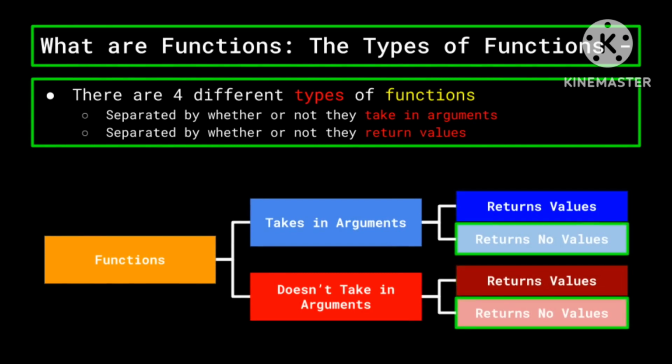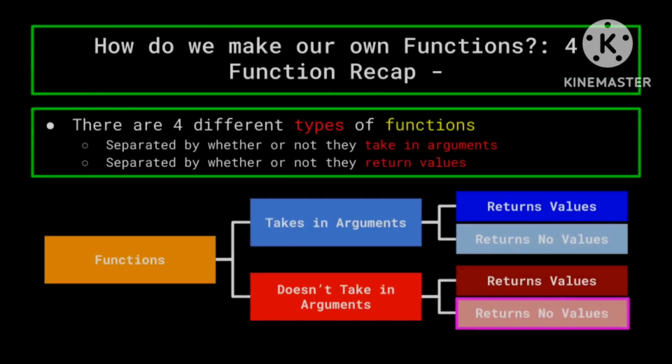Functions that do and don't return values, and functions that both do and don't take in arguments. For creating your own functions, we're just going to have to go down the list and talk about how to approach creating each one of them, starting with the most basic of the bunch, one which takes in no arguments and returns no values.